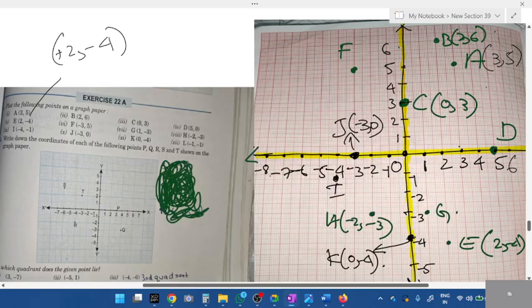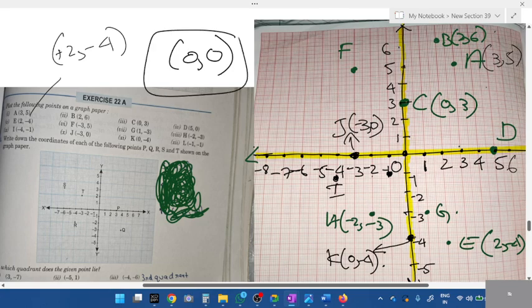Last point. Minus 1 comma minus 1, students. Where is minus 1 comma minus 1? Which quadrant? It's in the third quadrant, right? Yes. So what if they give 0 comma 0? Is it quadrant, axis or origin? 0 comma 0. What is it? Yeah, 0 comma 0 means origin.